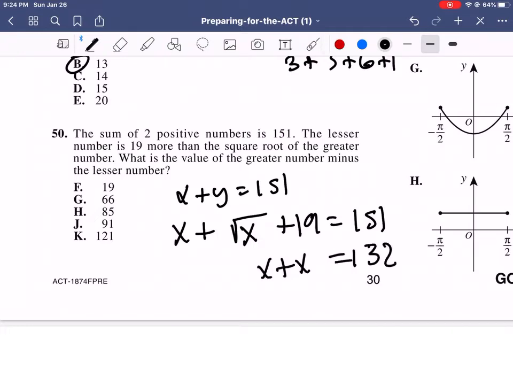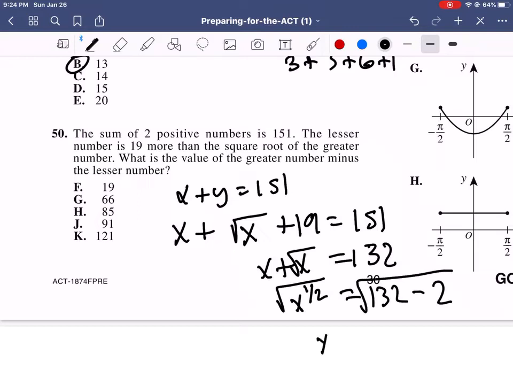x plus x squared. What did I do after this? I don't know. This is the one that I did beforehand because it's just so difficult. Okay, I turn this into 1x to the power of 1/2 equals 132 minus 2. So you square root that. So x equals 132 minus x, the square root of that.